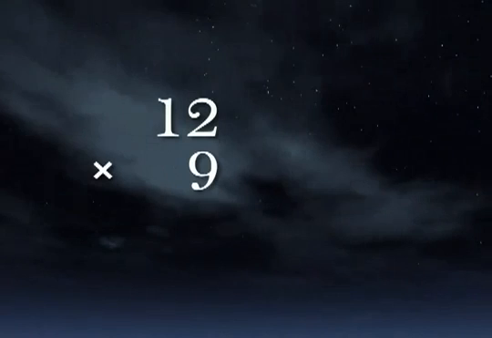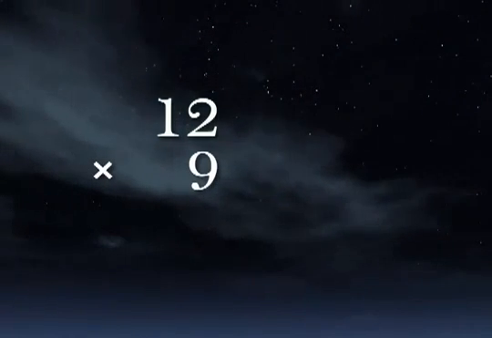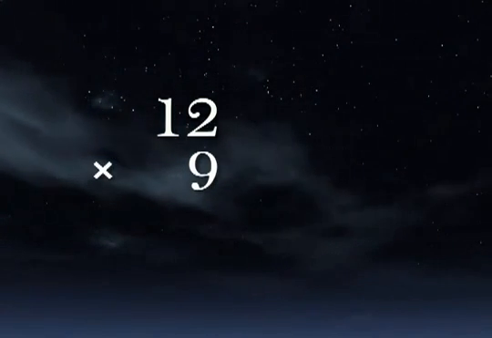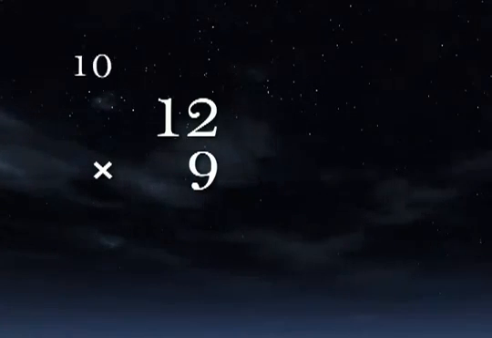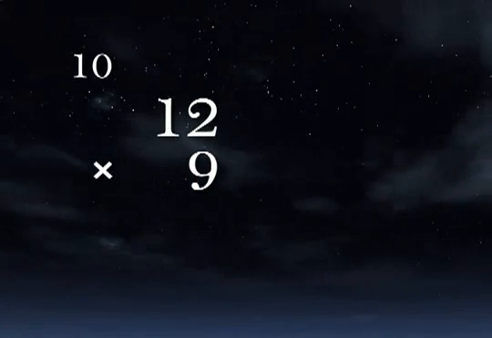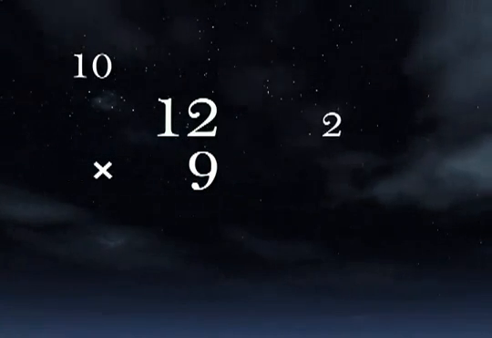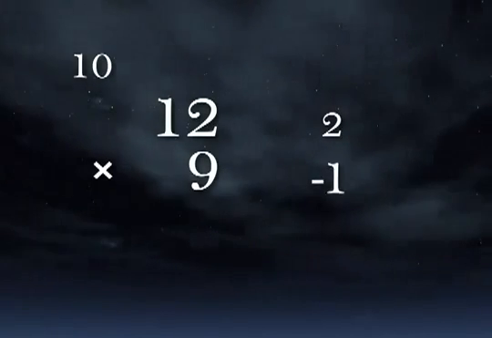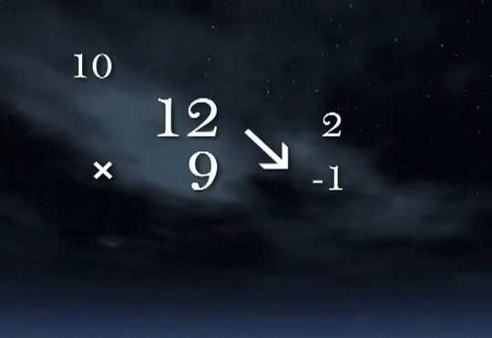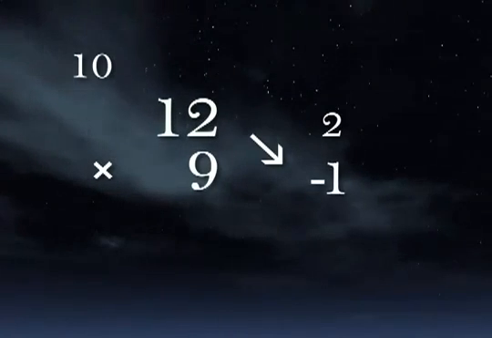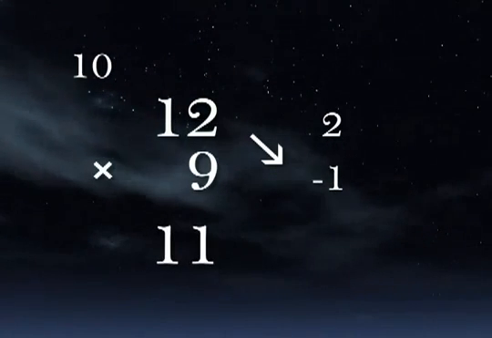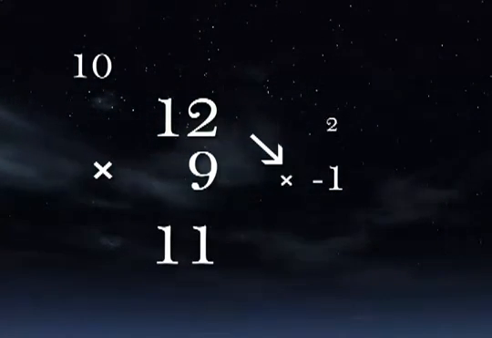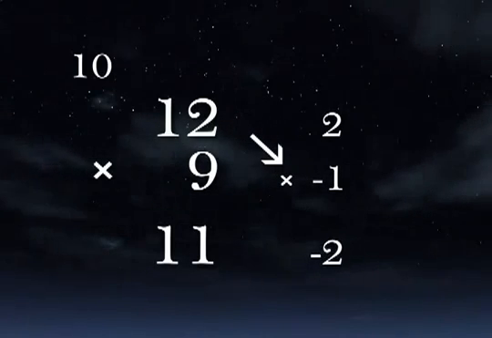Answer this question in under 5 seconds using base division. What's 12 times 9? 12 is 2 more than 10, so we write 2. 9 is 1 less, so we write -1. Working crosswise, 12 minus 1 is 11. That's the left side of the answer. And 2 times -1 is -2.